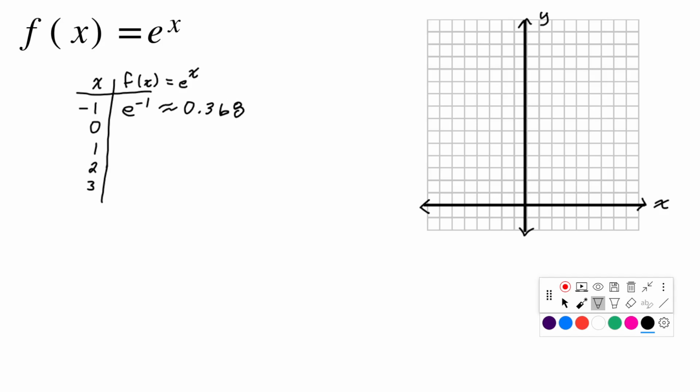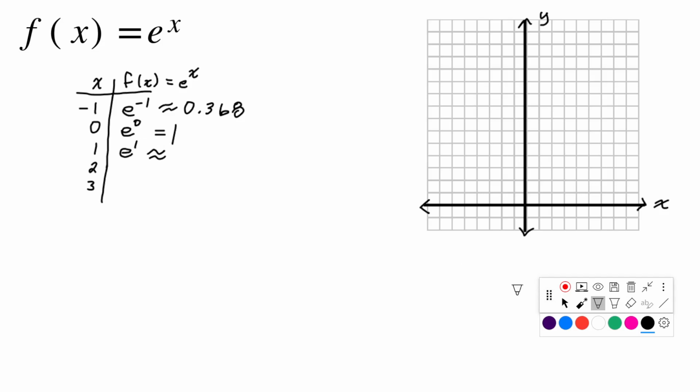Now, e to the 0 is something we should be able to do without a calculator. Remember that anything to the 0 power is going to equal 1. So that's just like any other exponential function we've had. When we replace the exponent with 0, our value becomes 1. E to the 1, that's where we're going to see what that approximate value is.